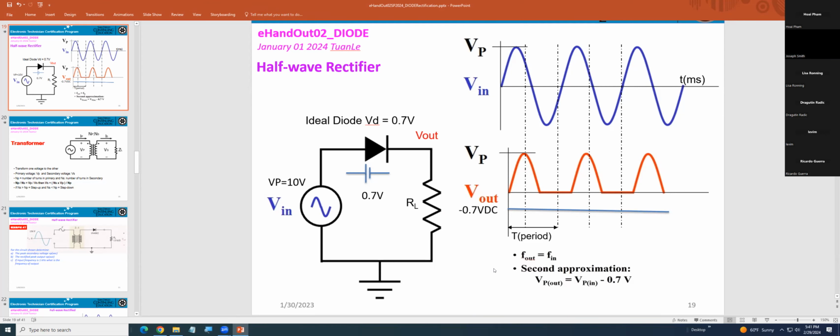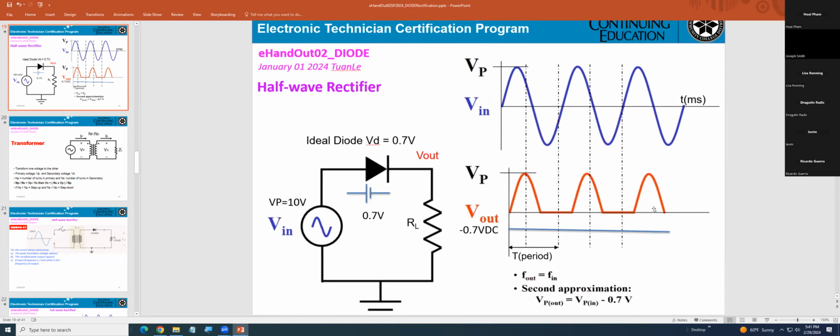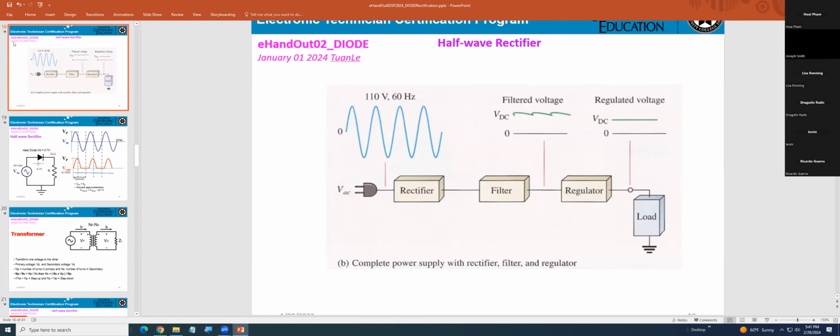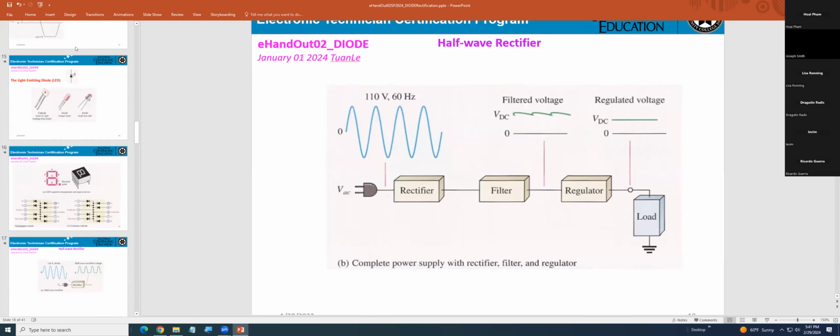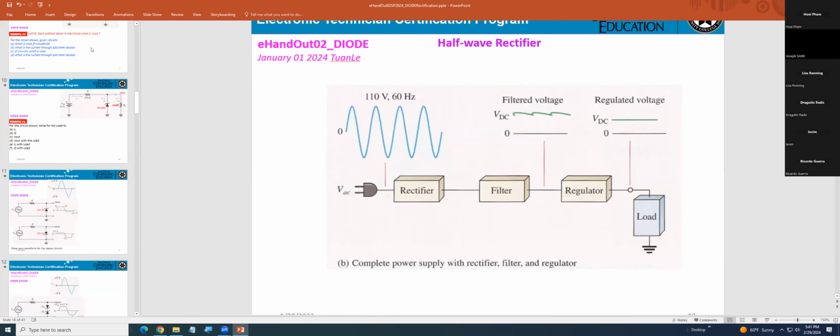What I'm saying is, if you get the diode only, let's see, I think we already get it somehow in here.